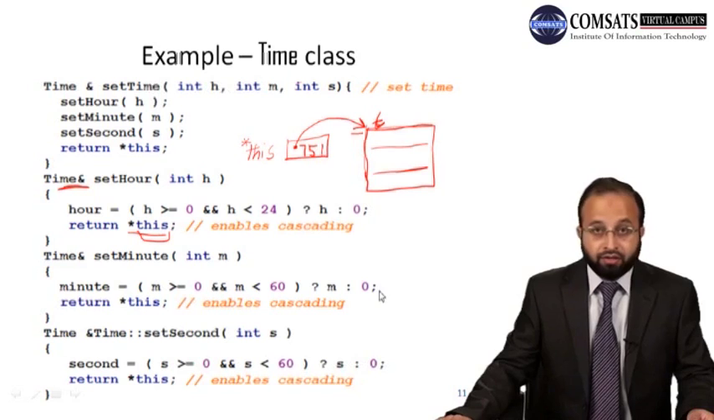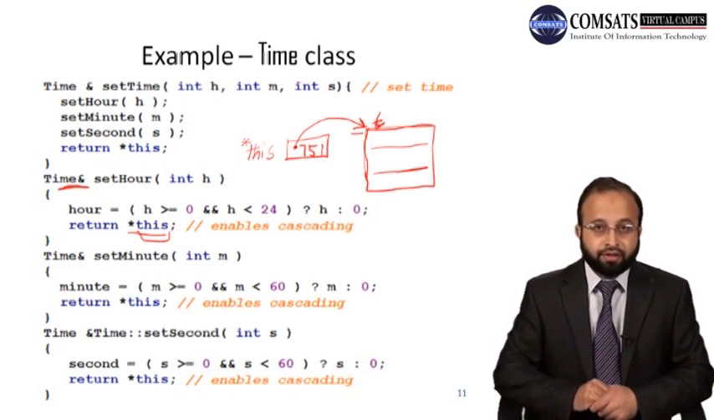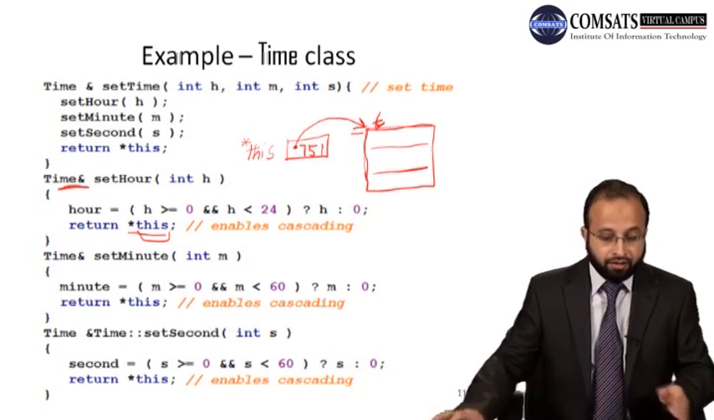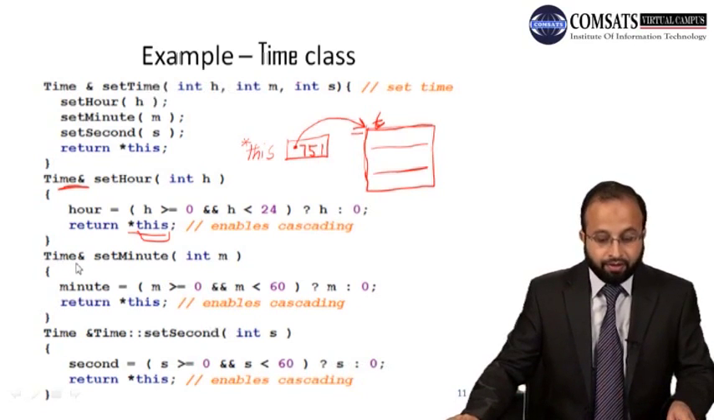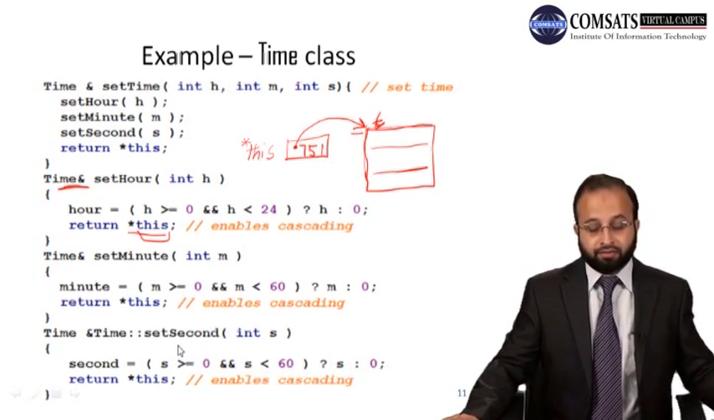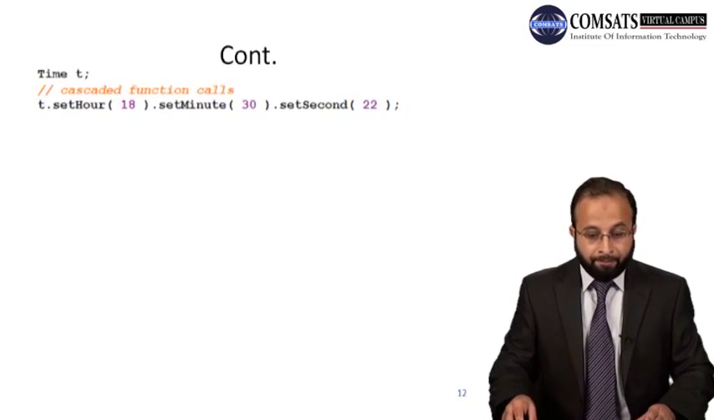If it is not, you assign 0, right? Then you return static this. So static this is basically the object of time class, that is the T object, right? And you are returning the reference of that object, you mention it over here, right? And the same is the case with the seconds as well. I hope now this is clear to you.